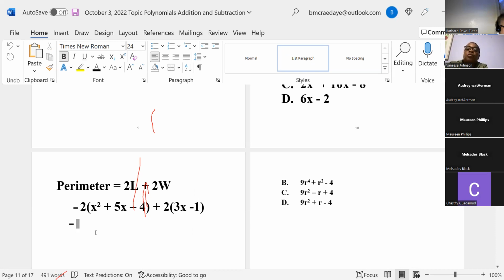Just give it to me in steps, just in case someone needs to see it. When you multiply 2 times x squared plus 5x minus 4, what did you get? I get 2x to the second. Okay, take out the parentheses. Then you multiply 2 times 5x. What did you get? 10x. Okay, plus 10x. And then 2 times negative 4, what did you get, Audrey?